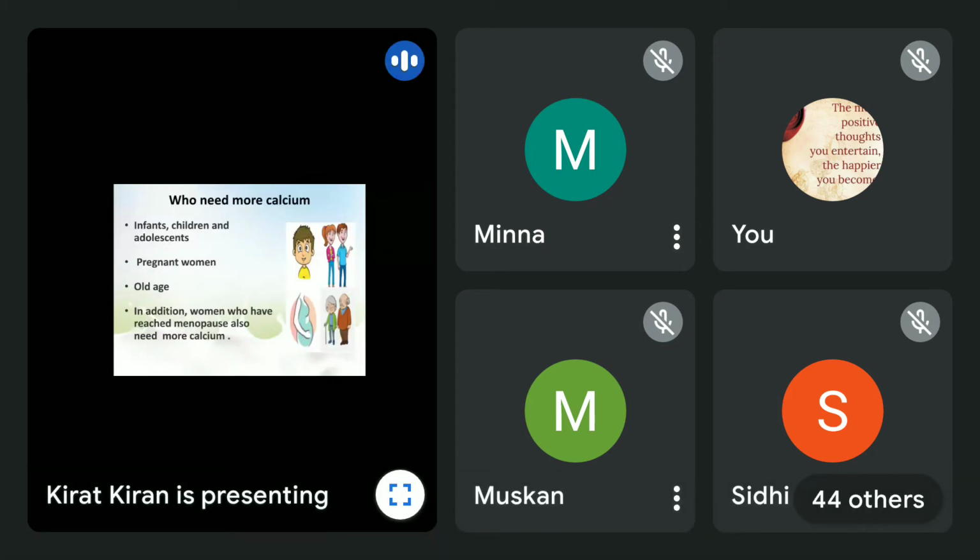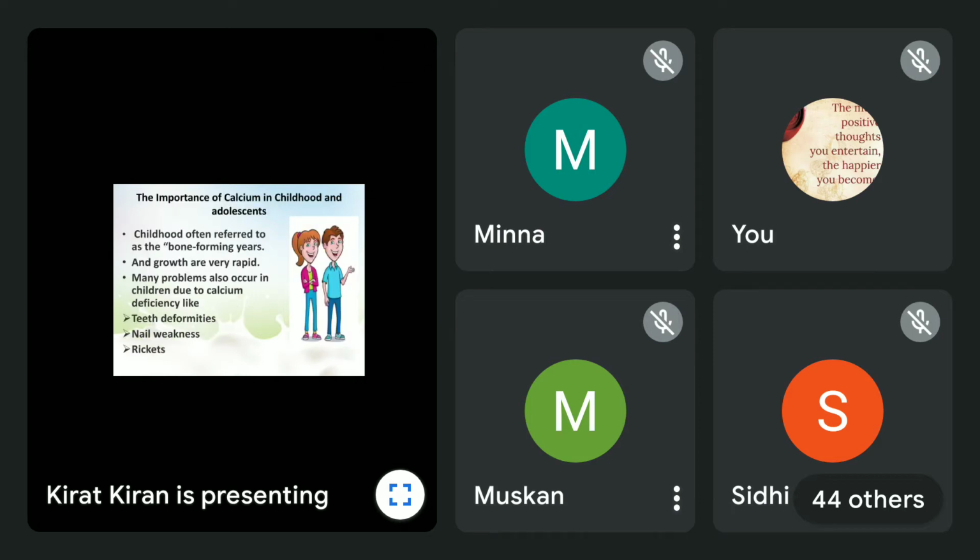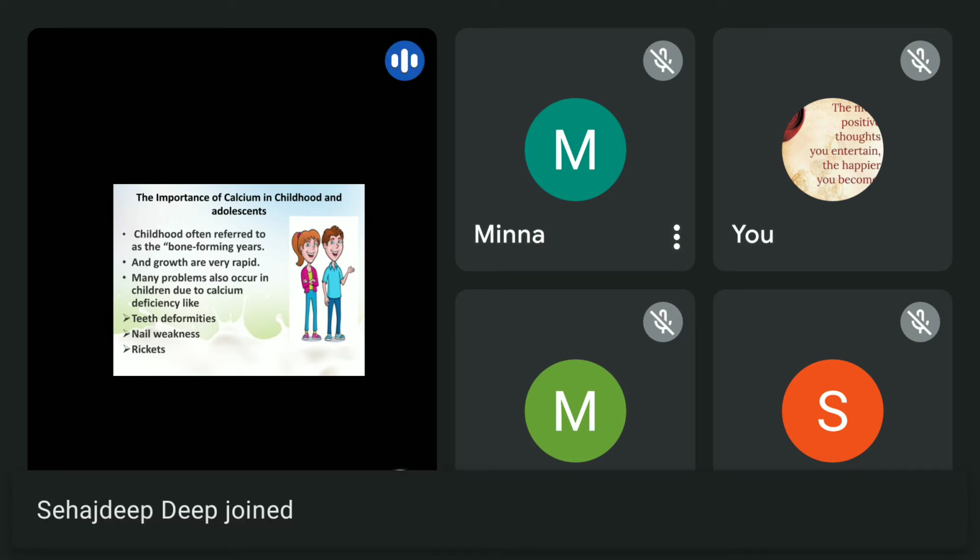Who needs more calcium? Infants, children and adolescents, pregnant women, and old age. In addition, women who have reached menopause also need more calcium. The importance of calcium in childhood and adolescence: calcium is very important for children. A child's body is more capable of absorbing calcium at this age. Childhood, often referred to as the bone forming years, and growth are very rapid.